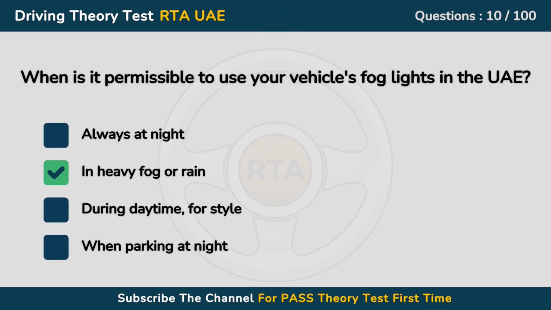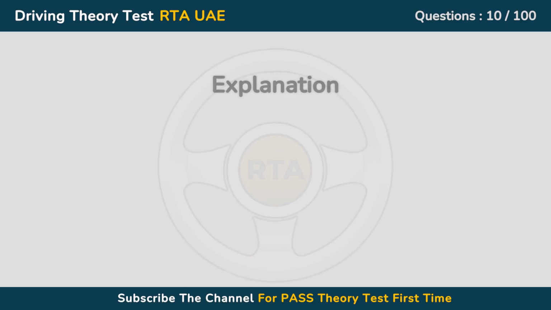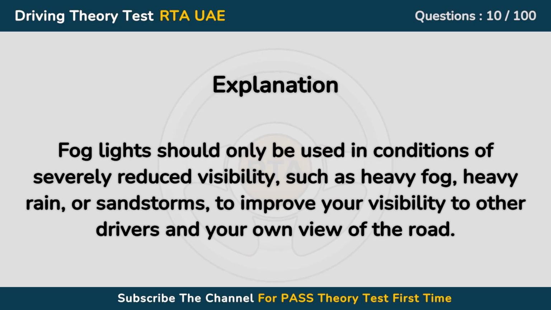Answer is B. In heavy fog or rain. Fog lights should only be used in conditions of severely reduced visibility, such as heavy fog, heavy rain, or sandstorms, to improve your visibility to other drivers and your own view of the road.